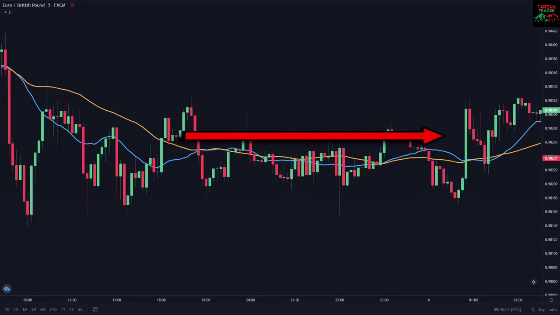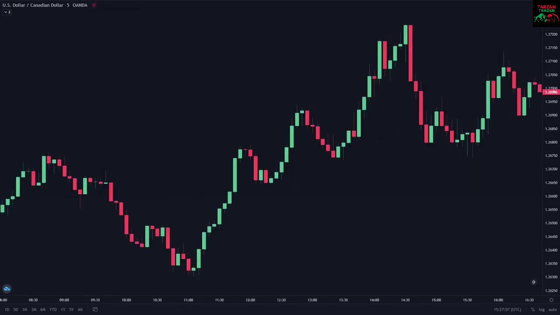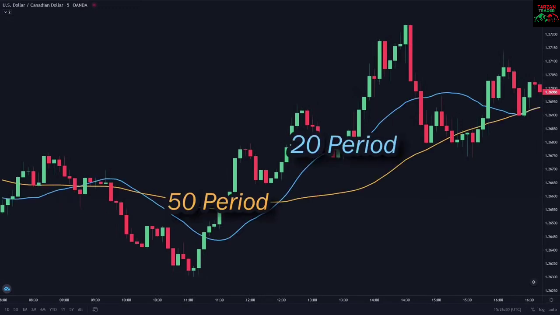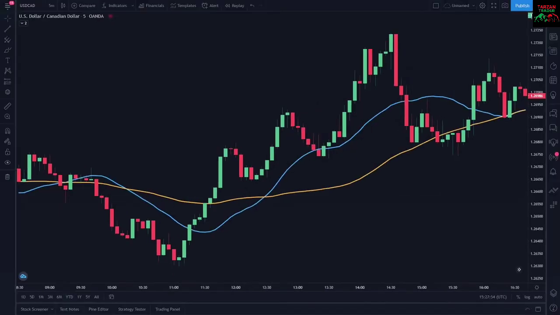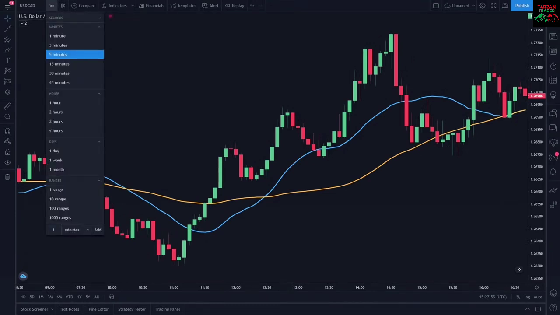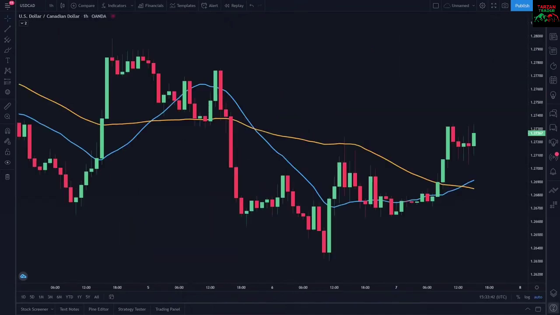So instead, this is how I would trade the moving average crossover. I'm only going to be using two moving averages, the 20 and the 50 period. The first step is that I would choose a high time frame. I recommend using the daily time frame for this strategy, but if you think that that's too high, then you can just use the 1 hour chart instead.